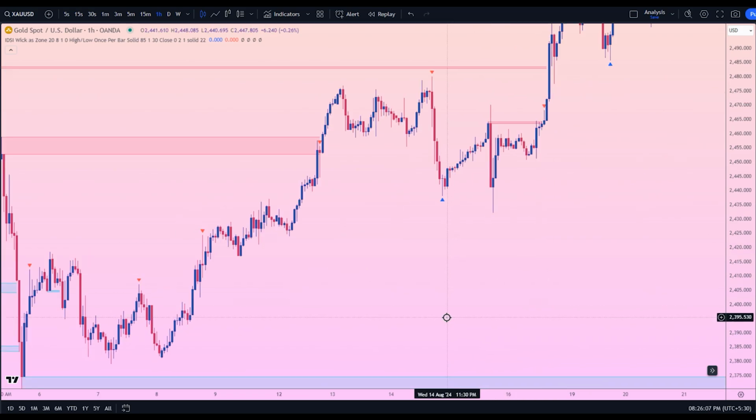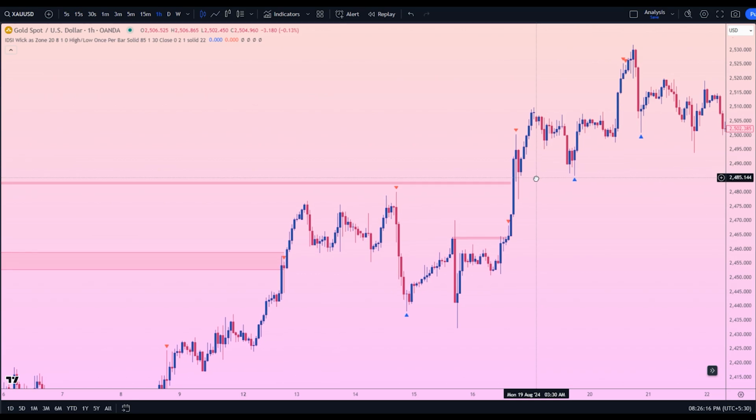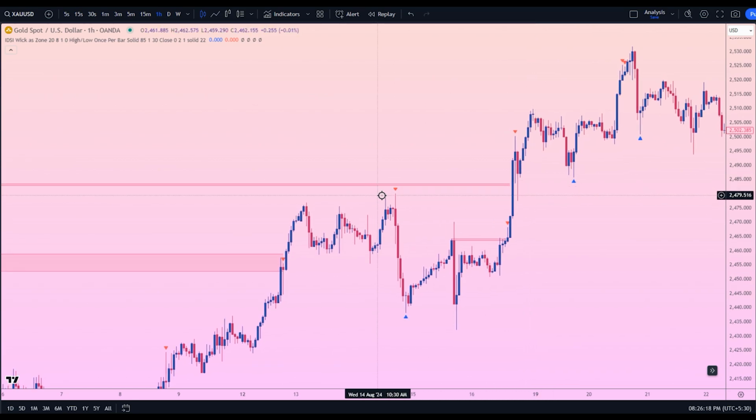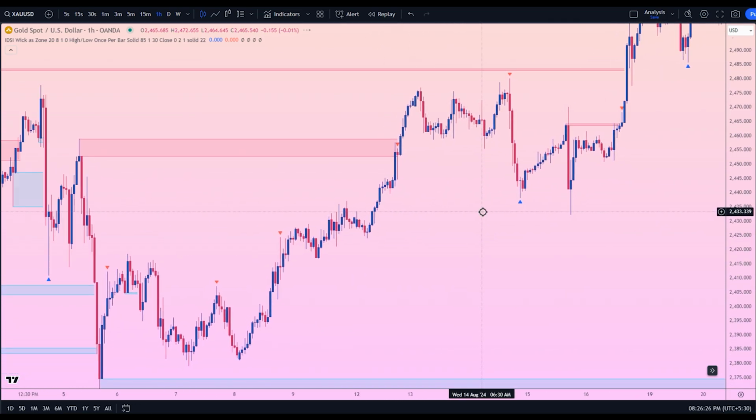Blue triangles typically suggest a potential bullish reversal, signaling the possible start of an uptrend. They mark critical points where buying pressure could increase. Red triangles, on the other hand, generally indicate a potential bearish reversal, signaling the possible start of a downtrend where selling pressure may rise.